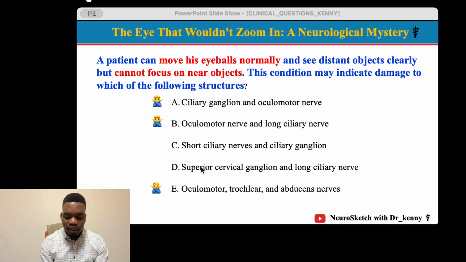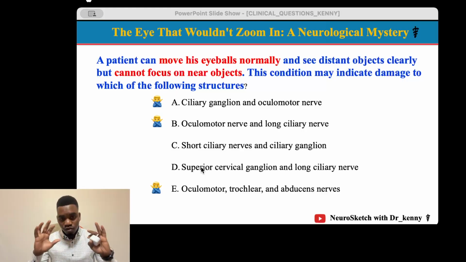But what do you need when you want to look at near objects? Remember, if you want to look at something that is very close to you, I told you we have convergence of the eyes, but also what about the pupils? What about the size of the pupil?